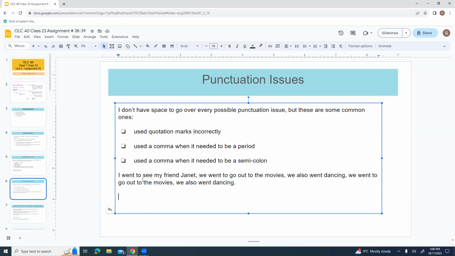Okay. So I went to see my friend Janet, comma. We went to go out to the movies, comma. We also went dancing, comma. We went, oh, hang on. Sorry, repeat it. There we go. Doesn't work.